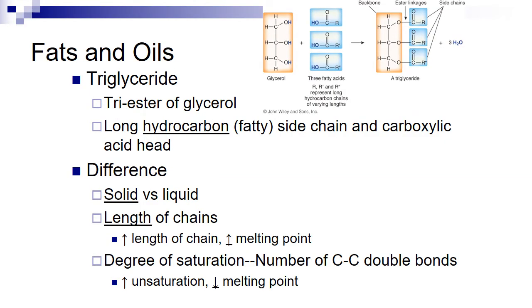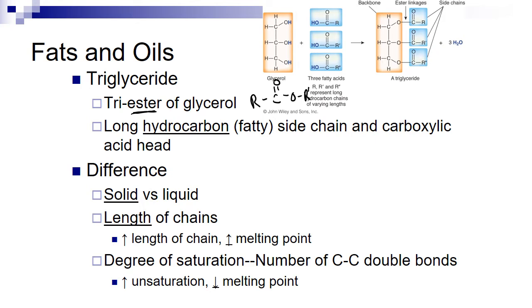Let's look at the structure for those fats and oils and let's see what some of the differences and similarities are. Well, first we want to start with the similarities. Fats and oils are both what we call a triglyceride. That's just a triester of glycerol. Ester means that we have this functional group. It's got a hydrocarbon attached to a carbon, double bond oxygen, attached to another oxygen, attached to another hydrocarbon.